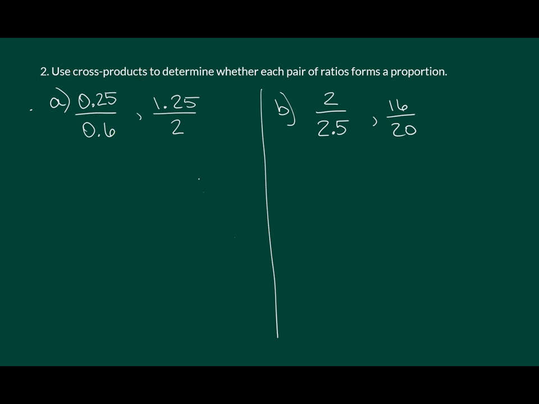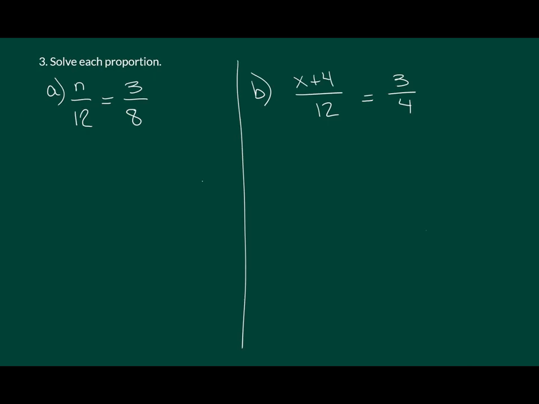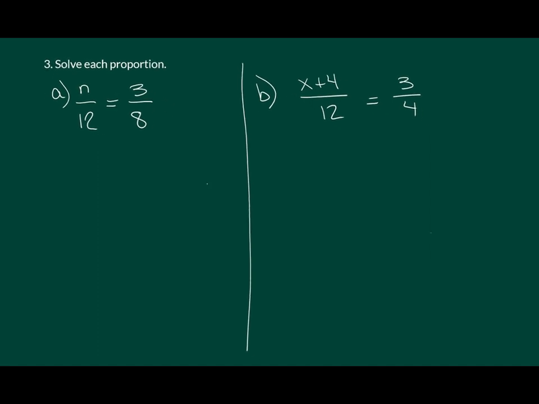Because the numbers are equal. Number 3, it says solve each proportion. So we're going to do this by cross multiplying. So I'm going to say n times 8, or 8n, equals 12 times 3. So 8n equals 36, since 12 times 3 is 36.